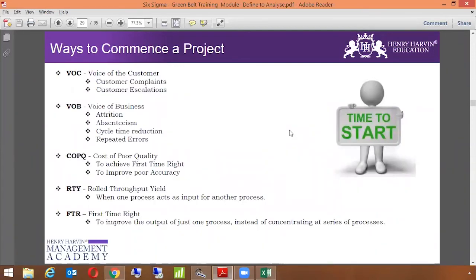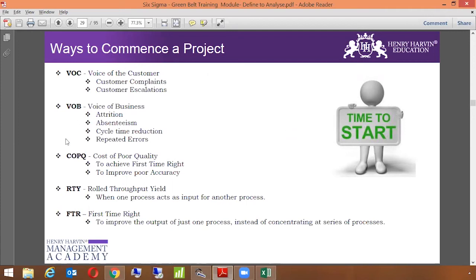Now we're going to talk about different ways to commence a project. First is called VOC, which is voice of customer. On this particular slide, we're going to talk about the different ways or trigger points which lead us to commence a project. The first one is customer complaints under VOC, and the second is customer escalation. All these triggers come from VOC.